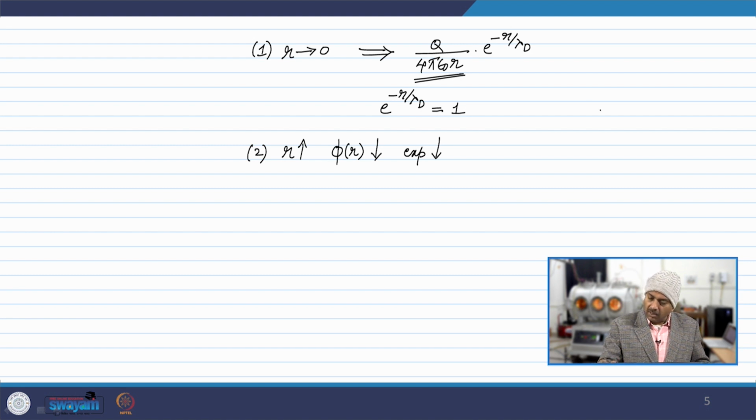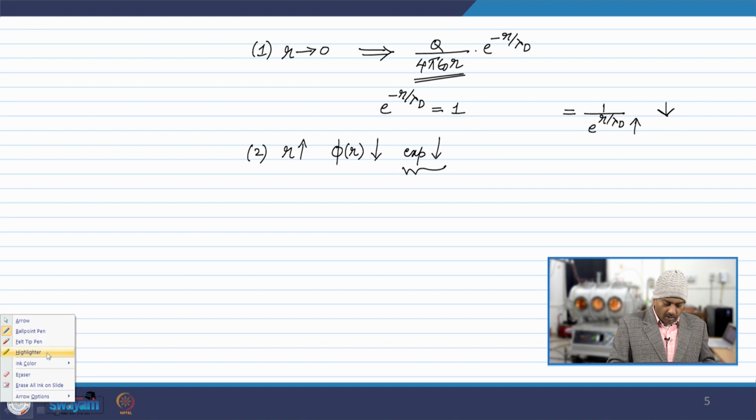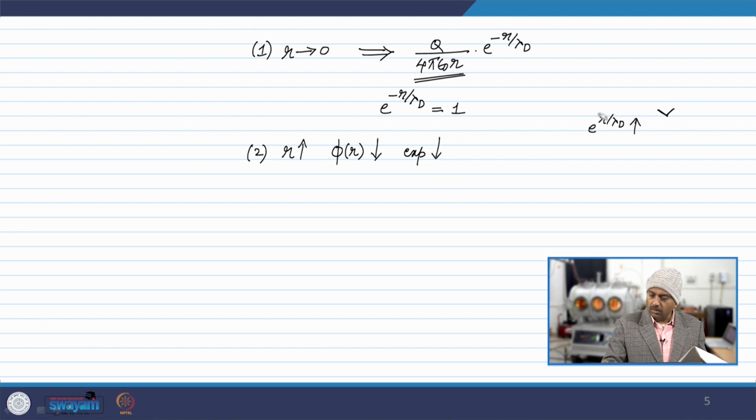E to the power of minus r by lambda d is 1 by e to the power of r by lambda d. When you have increasing r, you are raising the power of this exponential, the denominator will increase and as a result, the numerator will decrease. With increase in r, the denominator will only increase and whatever is being accounted for this will eventually decrease. This is what is shown here, right. So I hope you are able to follow this simple mathematics. Okay.